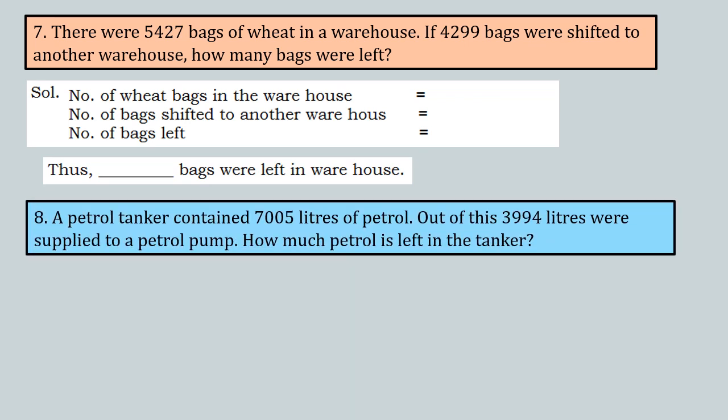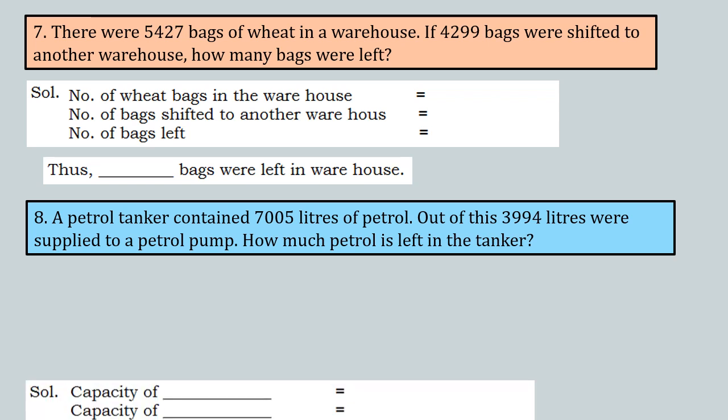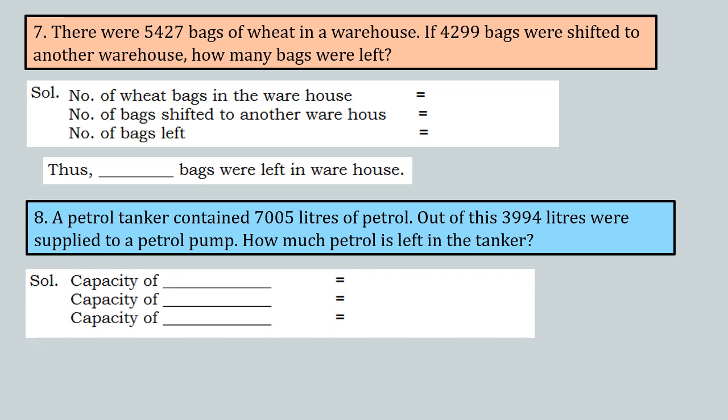Let's read the 8th word problem carefully. A petrol tanker contains 7,005 liters of petrol. Out of this, 3,994 liters were supplied to a petrol pump. How much petrol is left in the tanker? When we talk about liters, we always measure capacity. So we start our sentence with capacity of. Now, my dear children, you are going to complete this word problem with a final statement.